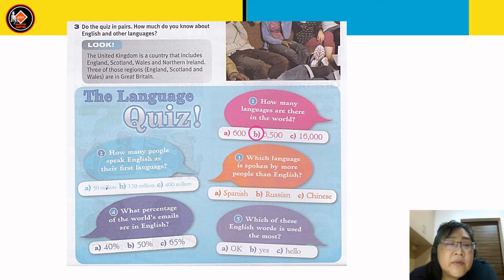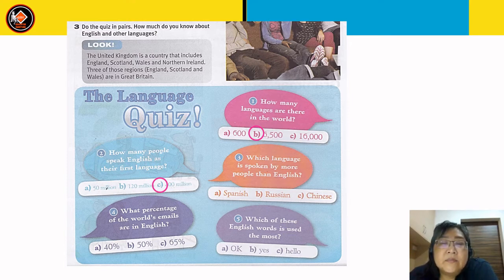Number 2. How many people speak English as their first language? So you have the first one, 50 million. Second, 120 million. And the last one, 400 million. So how many people speak English as their first language? So the answer is C, 400 million.